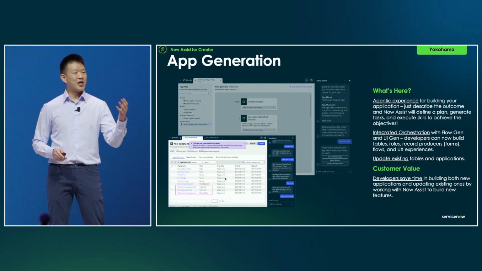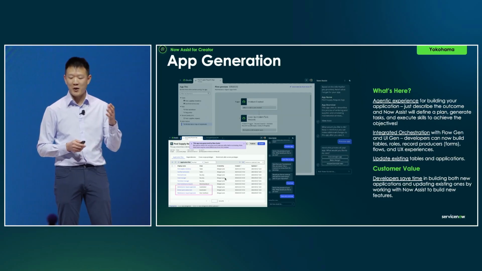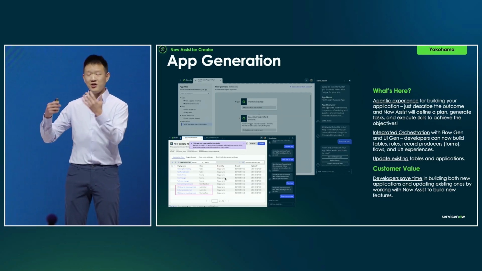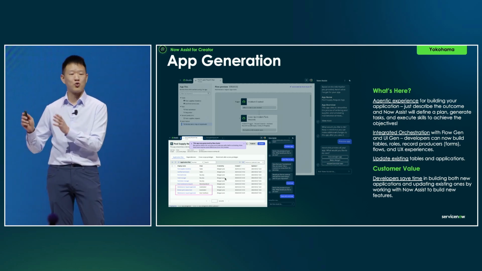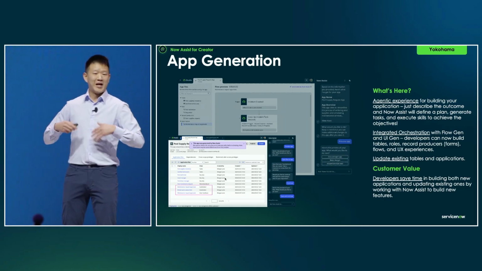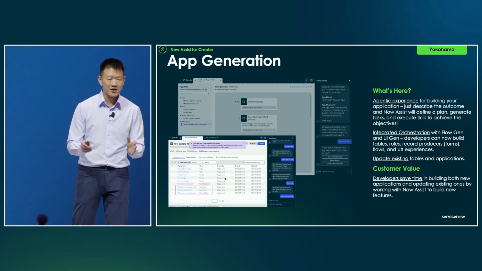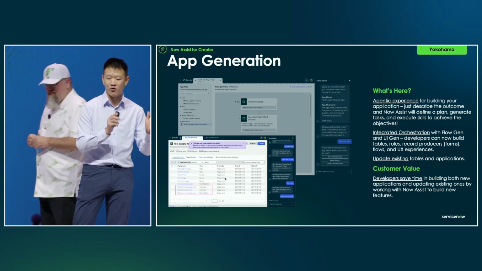Today, what you have in ServiceNow Studio is an agentic experience via a conversation and analysis panel that allows you to either have a conversation on your objectives and intents, or just submit a PRD, a product requirements document, describing the features and outcomes you want. Now Assist will then turn that into a plan, a set of tasks, and then orchestrate the right skills to build the metadata for you.